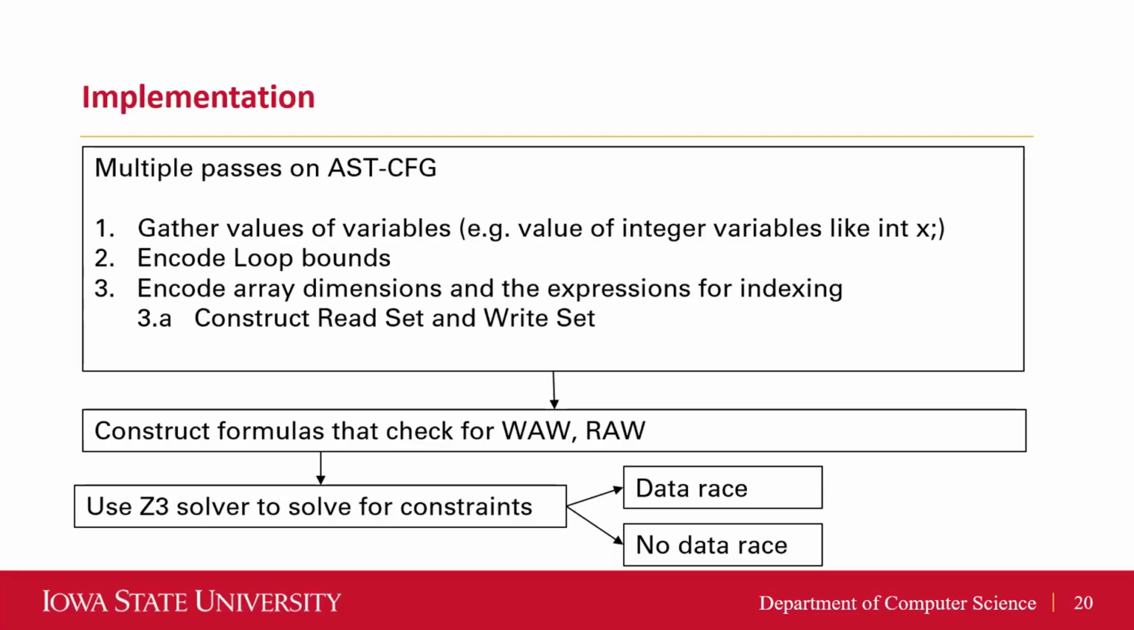We do not check for write after read, even though we can, because it would just be how we combine the elements from the read set and write set. We do that to save time, and generally read after write is equivalent to write after read in a parallel for loop, so we only check for those two. After constructing the constraints, we use the Z3 SMT solver to solve them, and that can tell us whether there is a data race or no data race.